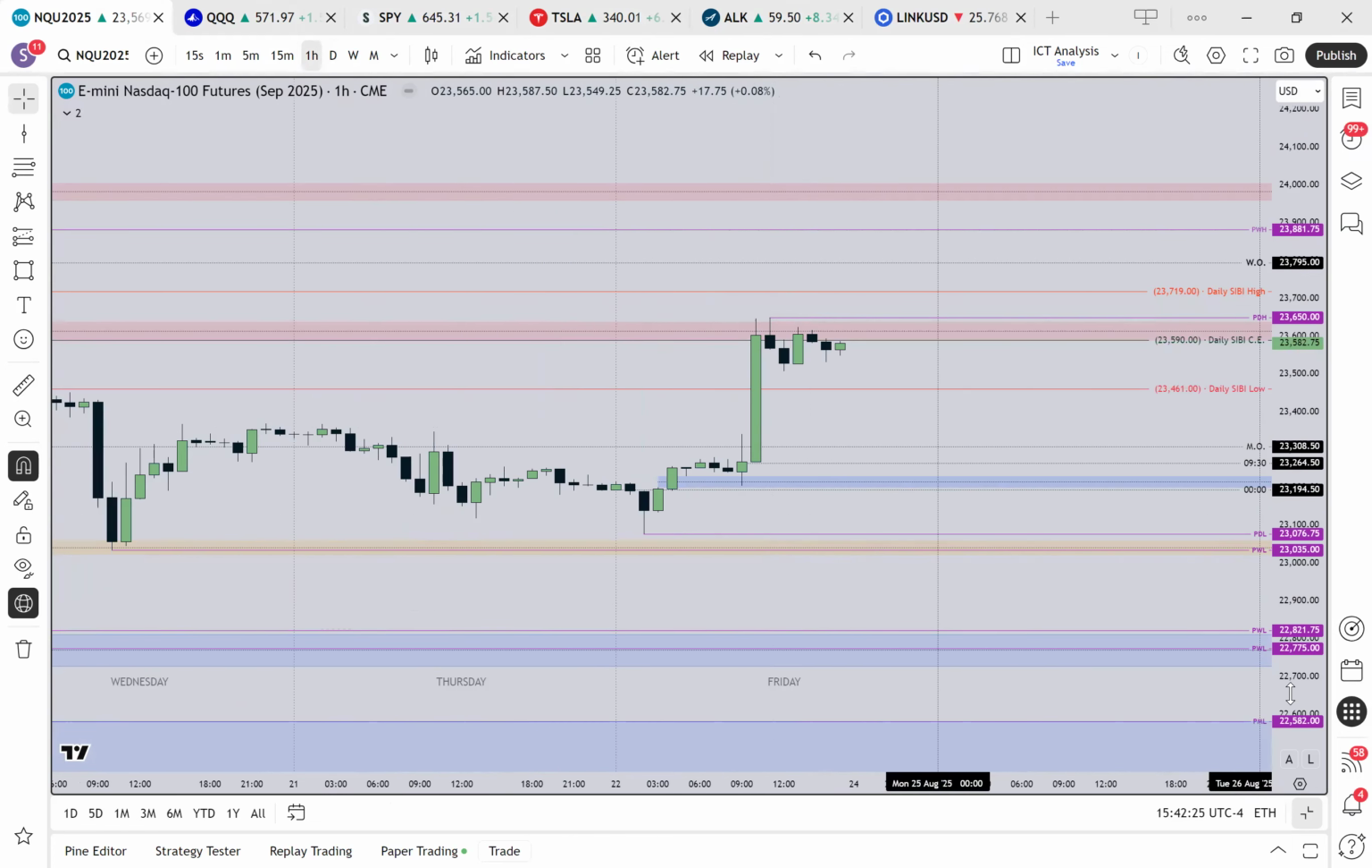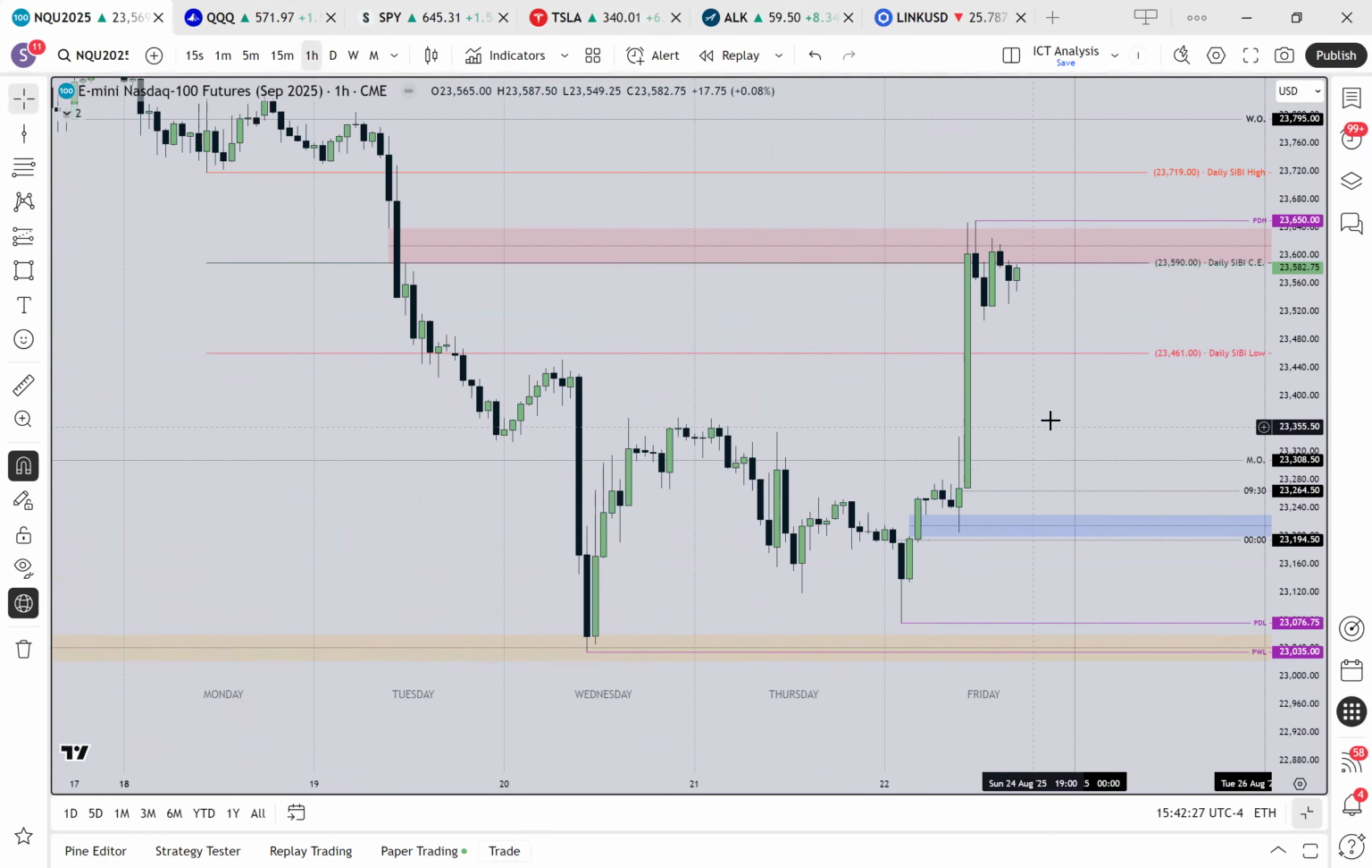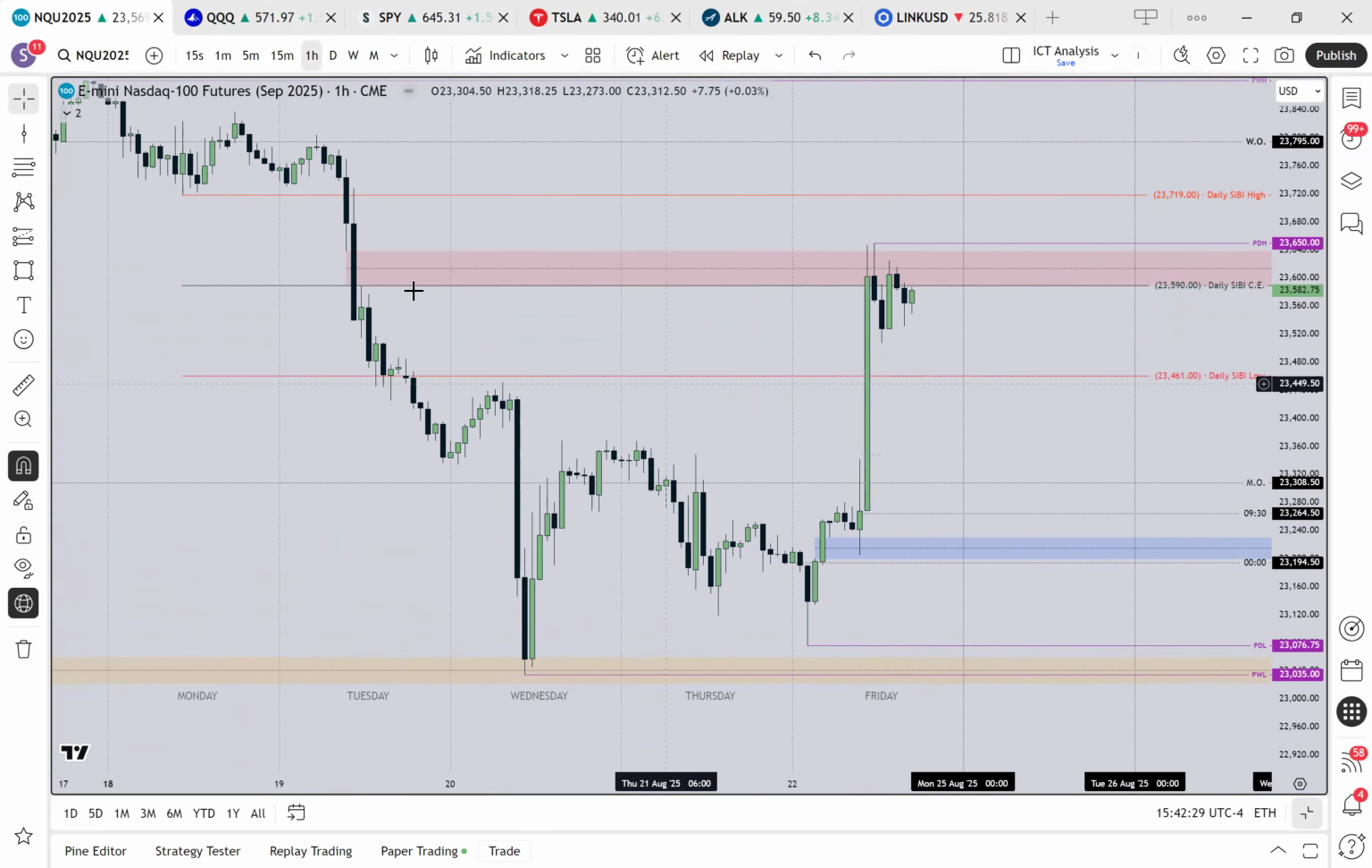In 1 hour, we see it a little bit more clear. We have this inefficiency on the 1 hour chart formed on Tuesday. We came back to it on Friday, and it is resting right there at the consequent encroachment of that daily inefficiency that was created.